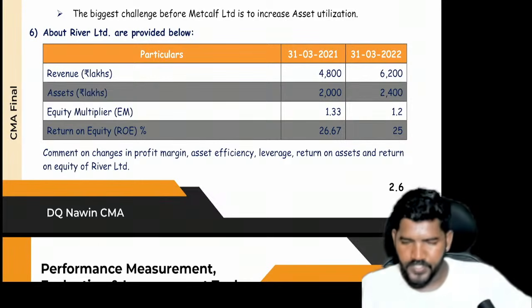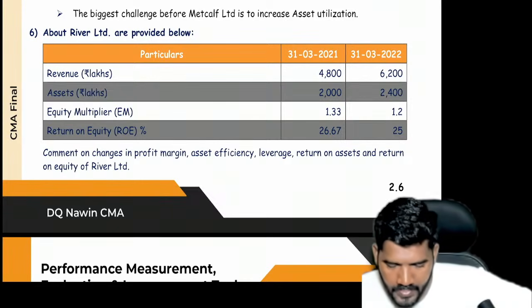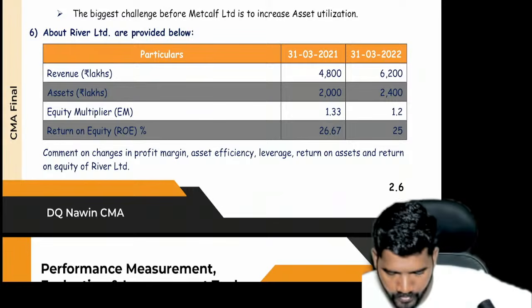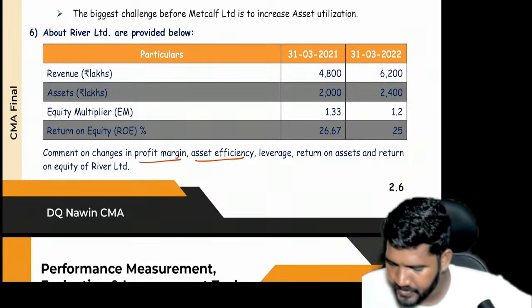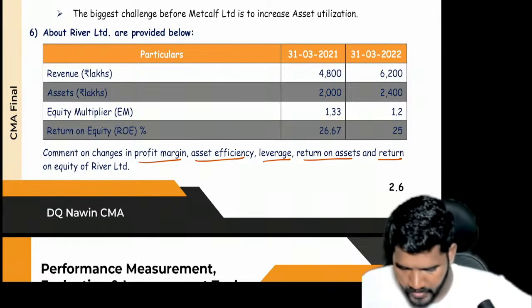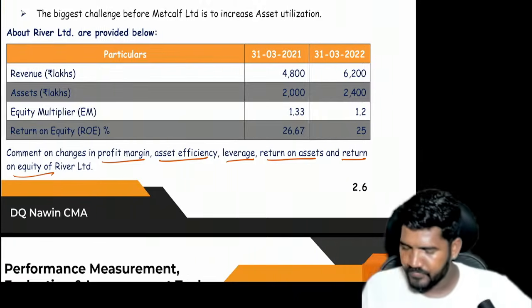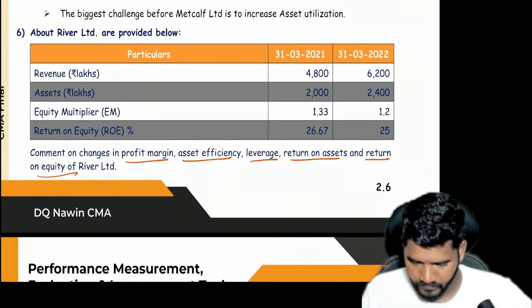Now illustration number 6. River Limited's details are provided below: revenue, assets, equity multiplier, return on equity percentage. Comment on change in profit margin, asset efficiency, leverage, return on asset, return on equity. Okay, let us solve this.